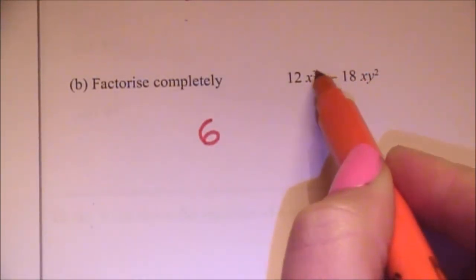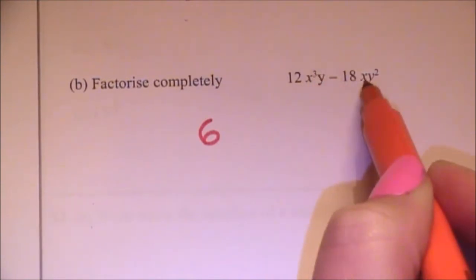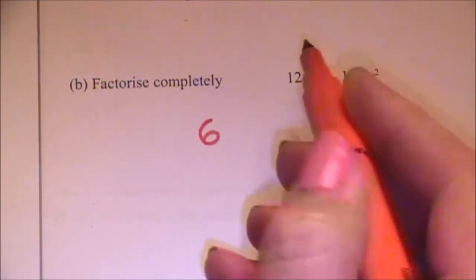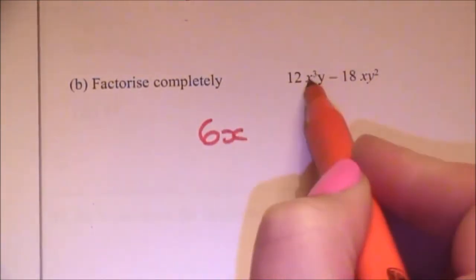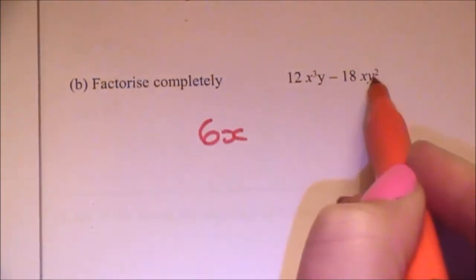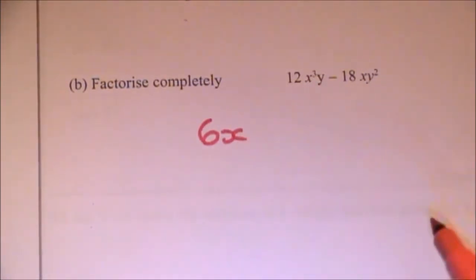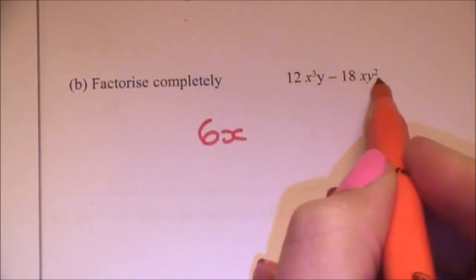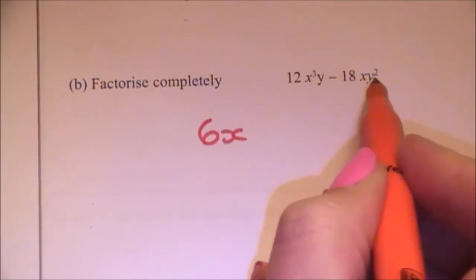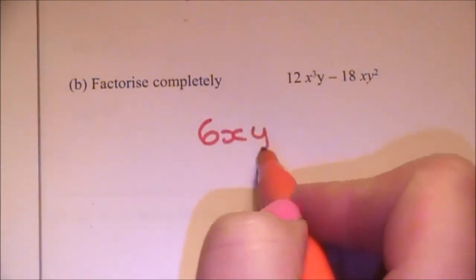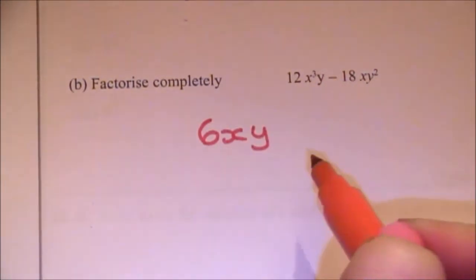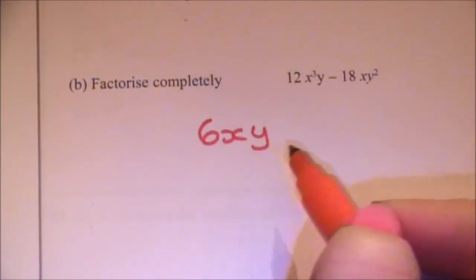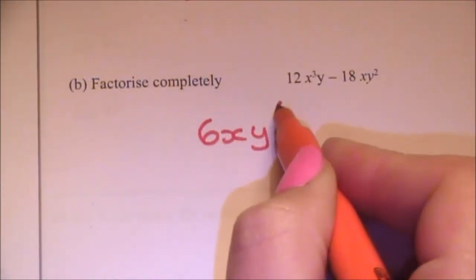I've got x cubed and I've got an x. So I know there's an x in both. And because that's to the power of 3, but that is only 1 on its own, I can only take 1 as my highest common factor. And yes, I have a y in both. There's no powers on that y and there's 2 on there. So I'm limited by the fact that there's only 1 there. So my highest common factor is 6xy.